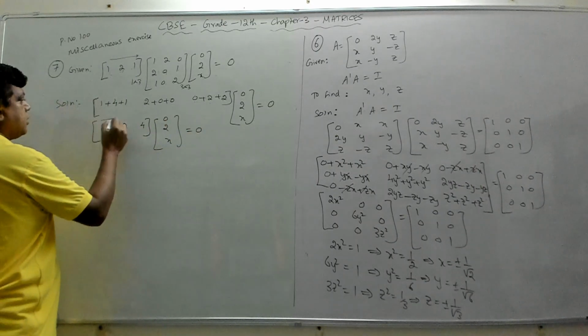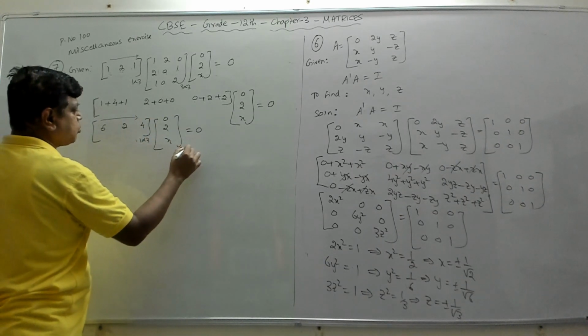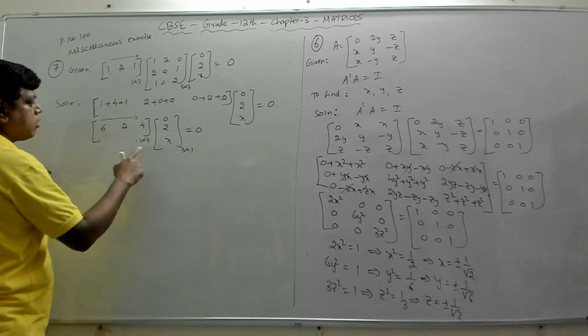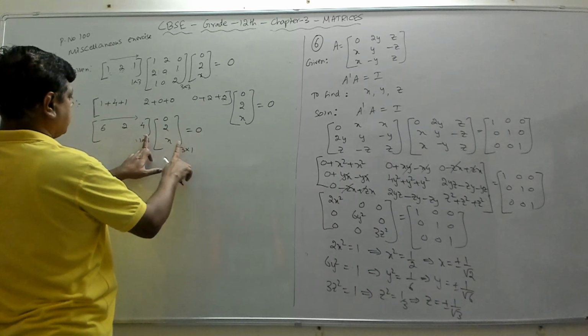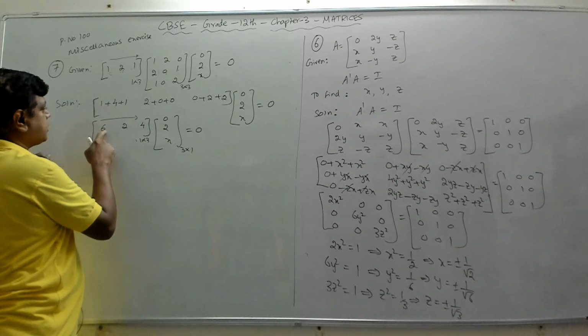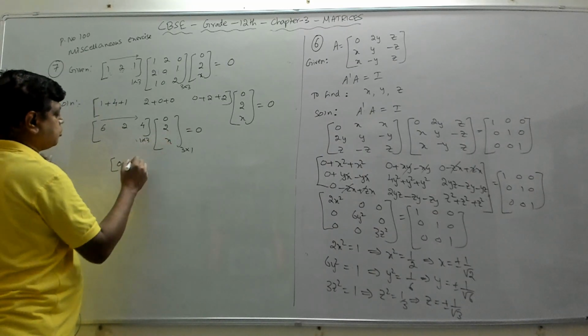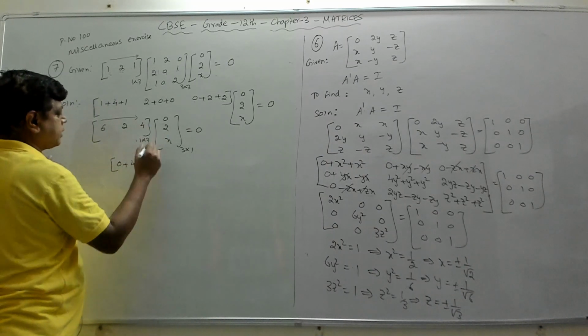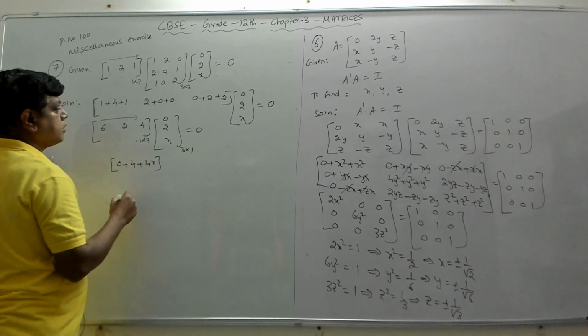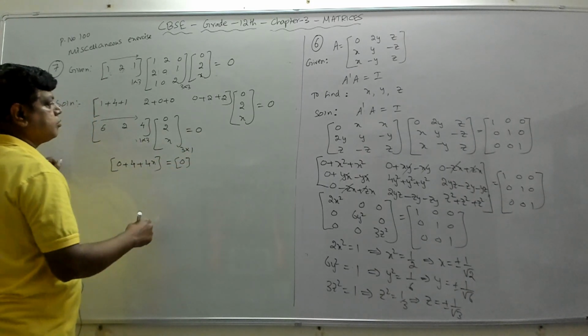Again multiply, so this into this. The order of this is 1 cross 3 and this is 3 cross 1. So the resultant matrix order will be, these two will go, then you get 1 cross 1 matrix. Which means 6 into 0 is 0, plus 2 into 2 is 4, plus 4 into x is 4x. That is equal to, here you have 0 matrix. 0 means 0 matrix.